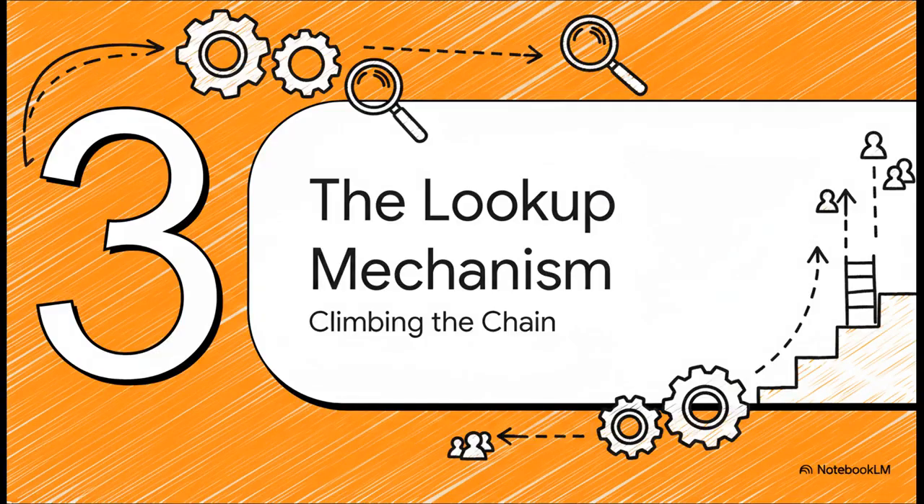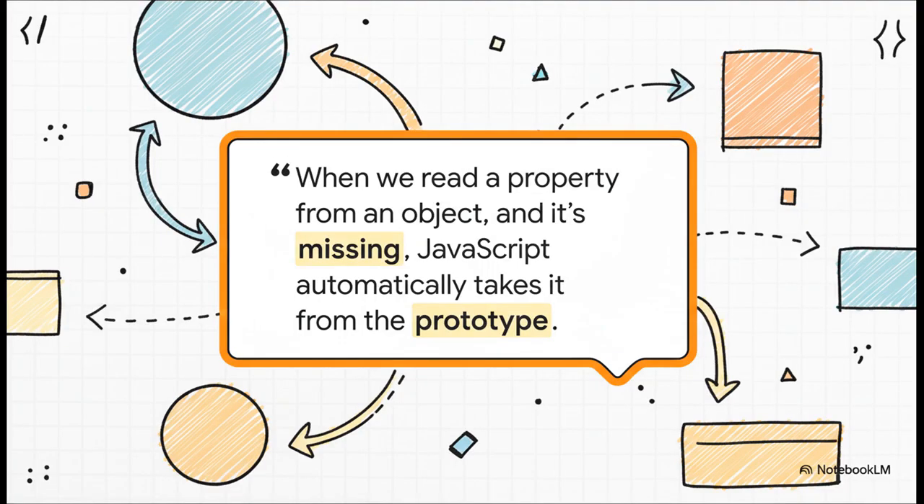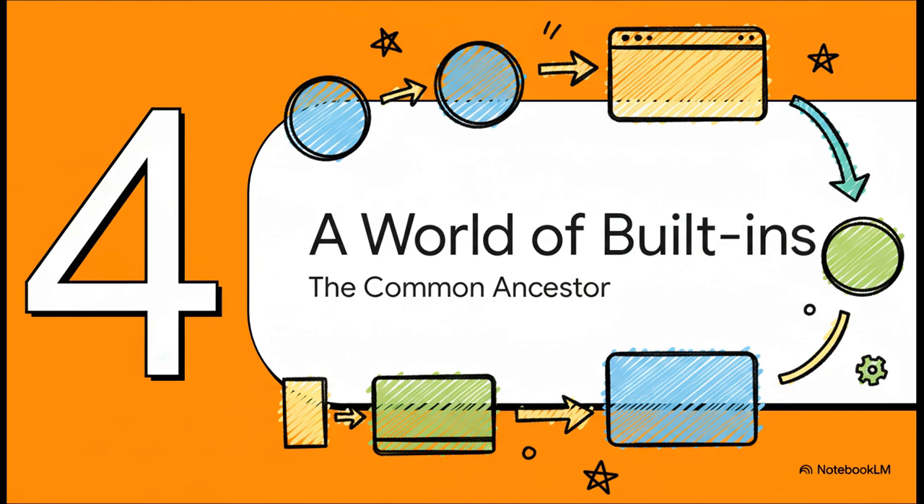Okay, so we've got this chain of objects all linked together. How does JavaScript actually make use of it? Here's the key takeaway. When you try to access a property on an object, JavaScript first looks at the object itself. But if it's not there, it doesn't just error out. No, it follows that prototype link and checks the next object in the chain. It keeps climbing up, link by link, until it either finds the property or hits the end of the line at null.